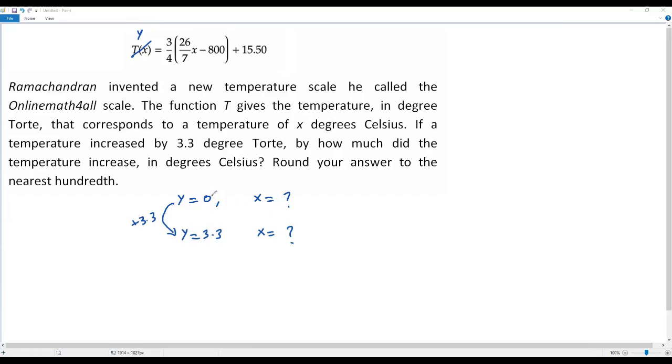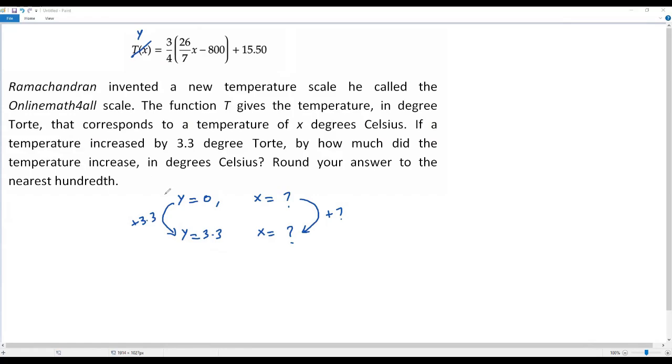One value of x is for y equals 0 and the other value of x is for y equals 3.3. Now we have to get the corresponding increase in the value of x, that is the increase of temperature in degrees Celsius. In the Desmos graphing calculator, we can give this equation as input and then plug in y equals 0 and get the value of x. Also we plug in y equals 3.3 and get the corresponding value of x. Then we get the difference of these two values to know how much the value of x is increased, that is how much the temperature in degrees Celsius is getting increased.